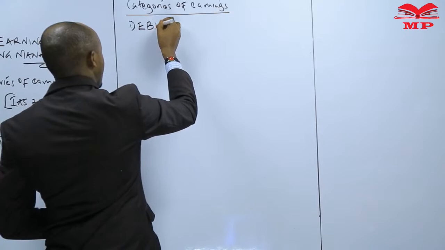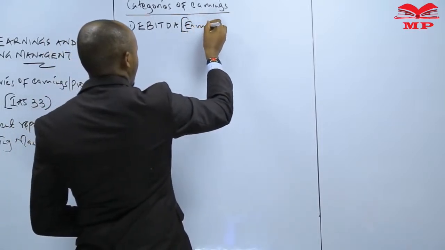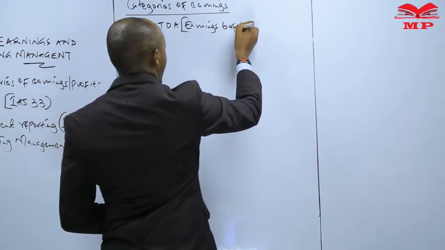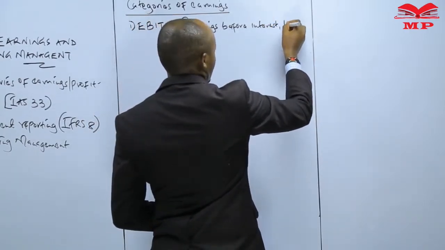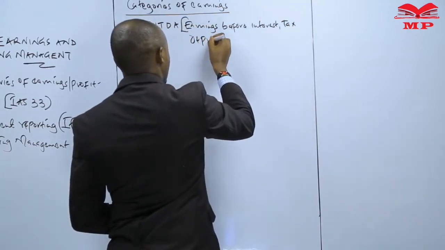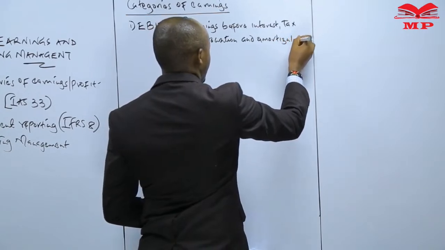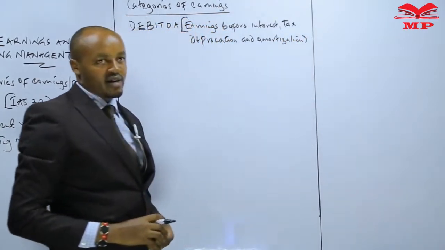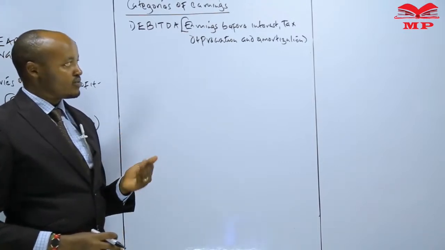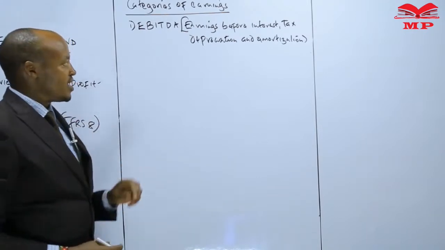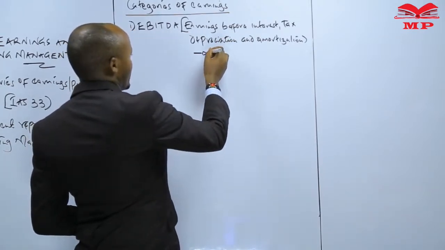That is earnings before interest, tax, depreciation, and amortization. Interest is what in other terms we refer to as the finance cost. Meaning that this is the profit of the company, which is computed after deducting all the expenses, but we exclude the interest, we exclude tax, we exclude depreciation, and also we exclude amortization.